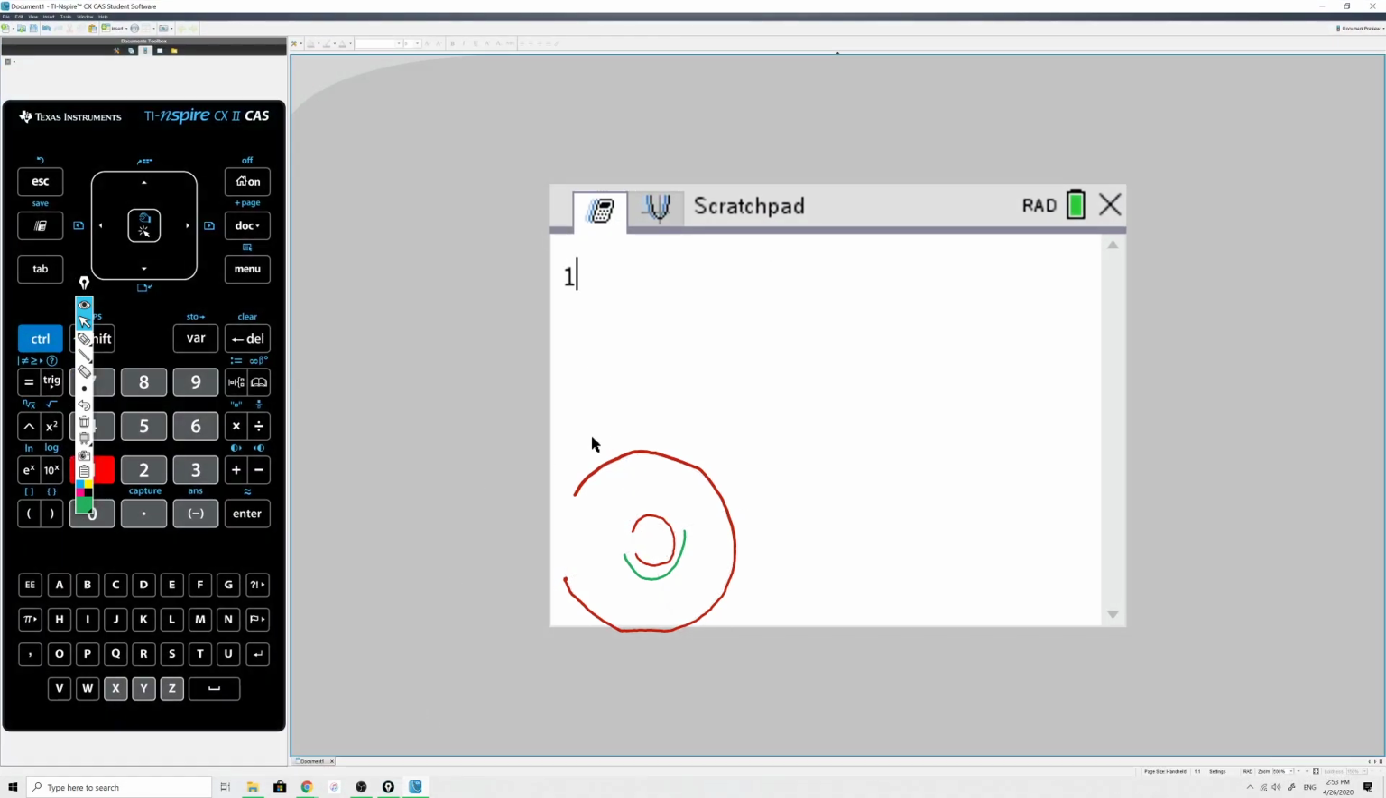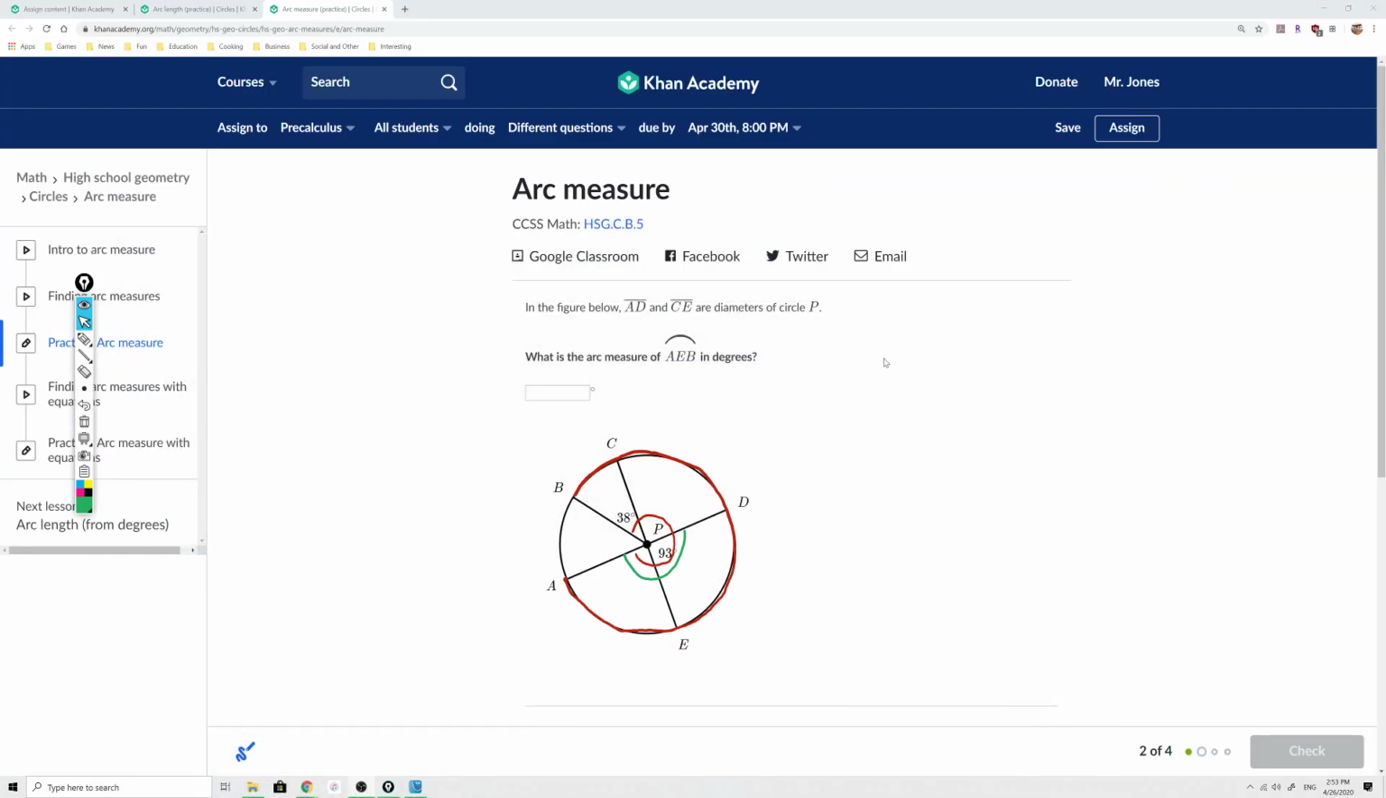Half of a circle is 180 degrees. If you subtract 93, you'll have 87 degrees for the other section. So we know that this is 87 degrees. And in the same way, CE is a diameter. Half a circle is 180. If you subtract off 93, you'll get that this section is also 87 degrees.